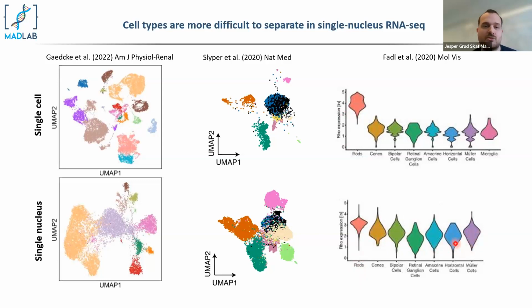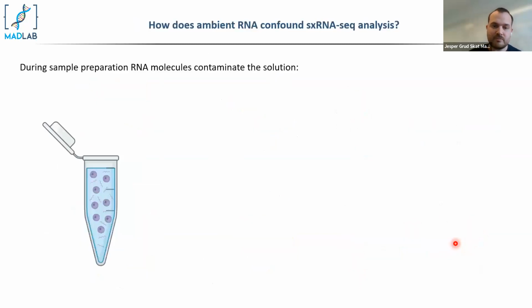And this alludes to one of the issues with single nucleus RNA sequencing, which has to do with ambient RNA. Ambient RNA are cell-free RNA molecules that are in our solutions when we purify cells or nuclei.